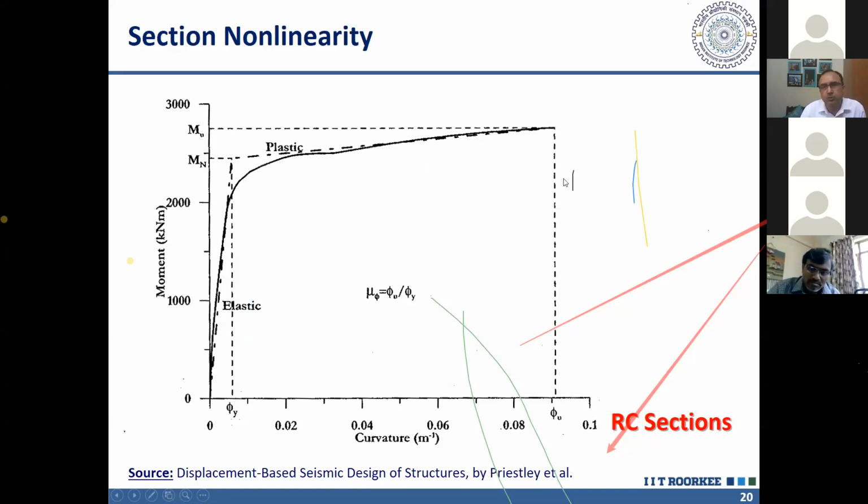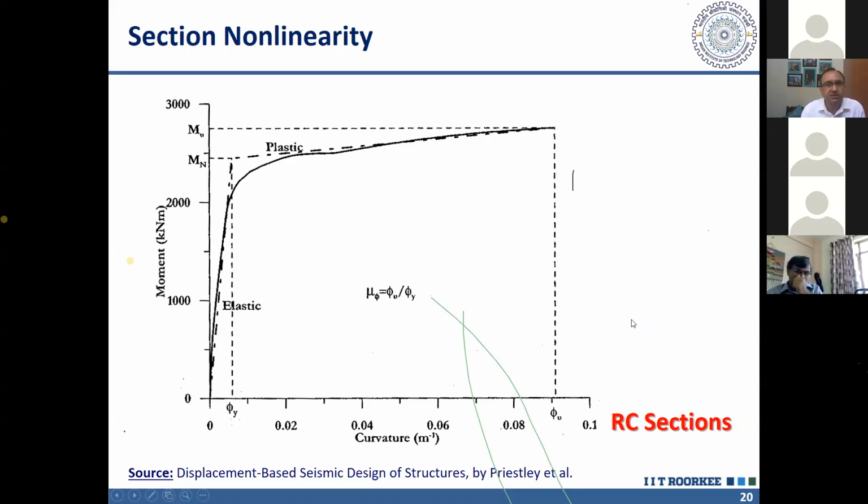And the ratio of these two: the ultimate curvature will be reached when either the steel has ruptured, that means the steel reaches its 14.5% strain, then the steel will rupture. So this is that point. Or if the steel is not rupturing, sometimes concrete gets crushed. So when the concrete is reaching its ultimate strain, or steel is reaching its ultimate strain, that point is represented by phi u. And the ratio of this phi u to phi y is the section ductility, or curvature ductility. And you can see the section ductility or curvature ductility depends on material ductility. So that's why material ductility was important.